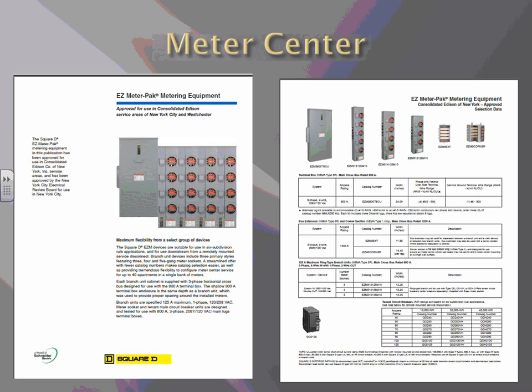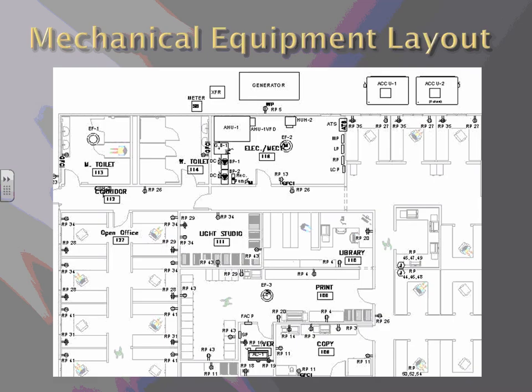Our meter center, also Square D, EZ Meter Pak brand, main lug terminal box, same power system, 208/120Y, three-phase. It's NEMA 3R, and the bus rating is 800 amps. Any questions so far?